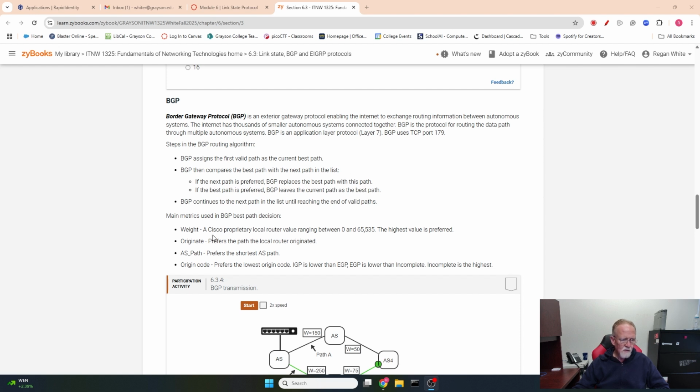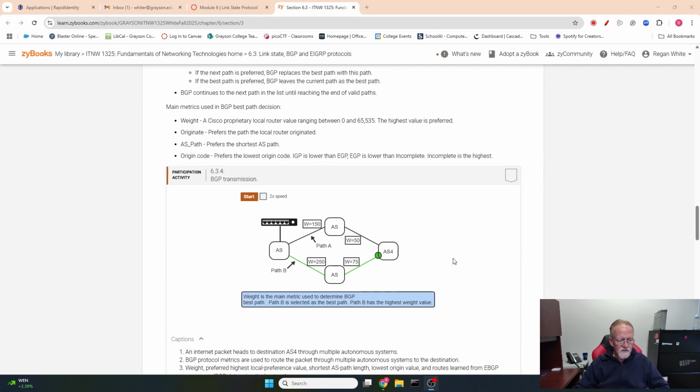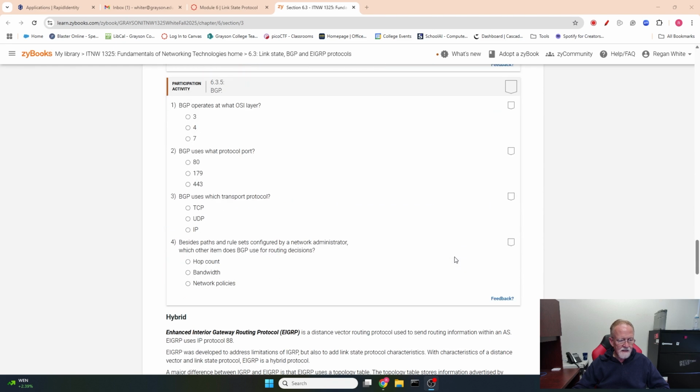Main metrics: the weight, a Cisco proprietary value ranging from 0 to 65,535, which is an integer. The highest value is preferred. So basically you're after higher values. Originate prefers the path that the local router originated. AS path prefers the shortest AS path, and origin code prefers the lowest origin. IGP is lower than EGP. EGP is lower than incomplete. Incomplete is the highest. So once again, you have another participation activity, and then a hybrid.